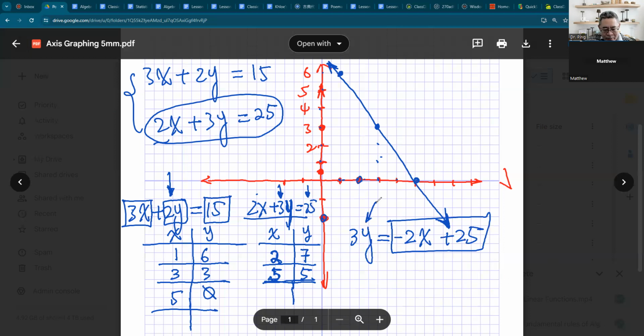So then to make sure this y is an integer, I'm going with x equals 8. If that's the case, 3y is equal to minus 2 times 8, 16, right? Okay. Yep. And then that equals 9. So y will be 3. We got 3.